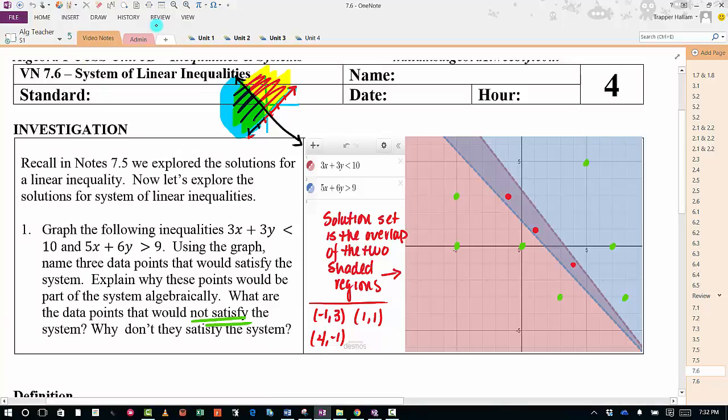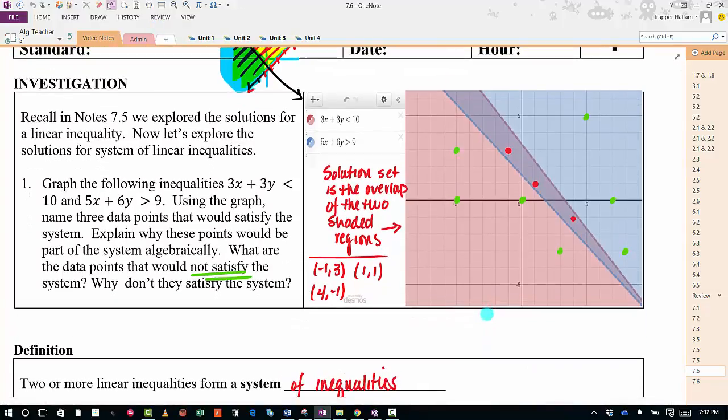So let me grab a pen. Let's jump down to the investigation here. We're not going to do the whole investigation, but let's just quickly note what it says. It says basically graph this inequality here, which is 3x + 3y < 10. And then it says graph this inequality here, which is 5x + 6y > 9.